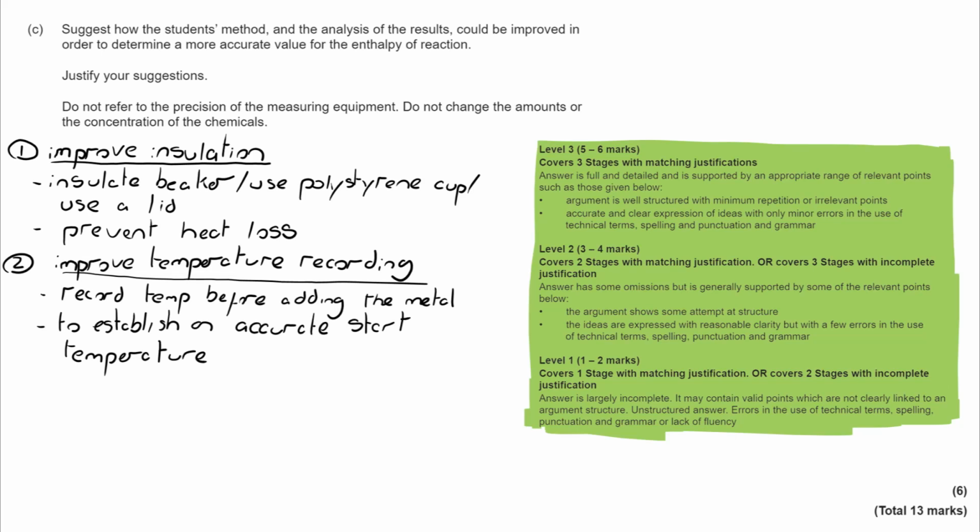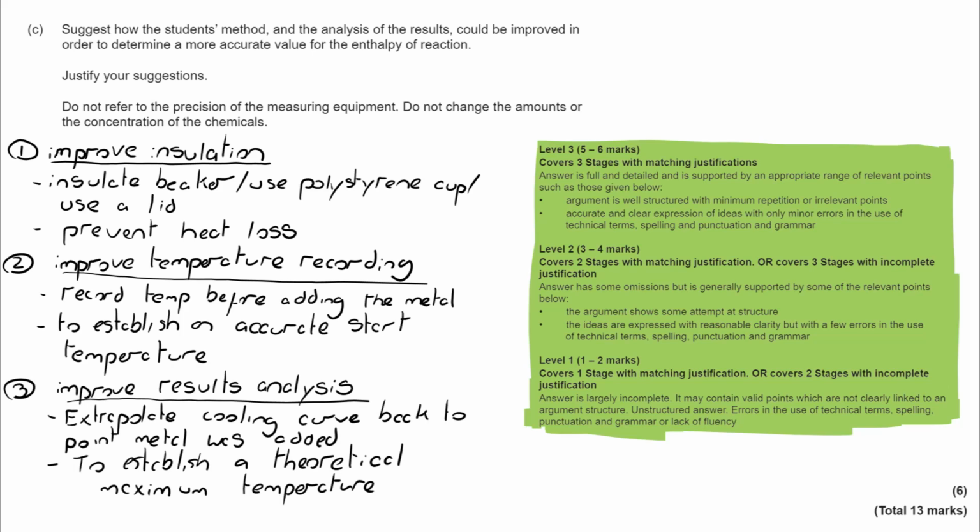And then the final improvement is we carry on measuring the temperature after the reaction has taken place, and we plot the results every minute. That allows us to generate a cooling curve that we can extrapolate back to the point that the metal was added and the reaction began. And the purpose of that is that we can identify a theoretical maximum temperature rise had the reaction happened instantaneously without any heat loss.